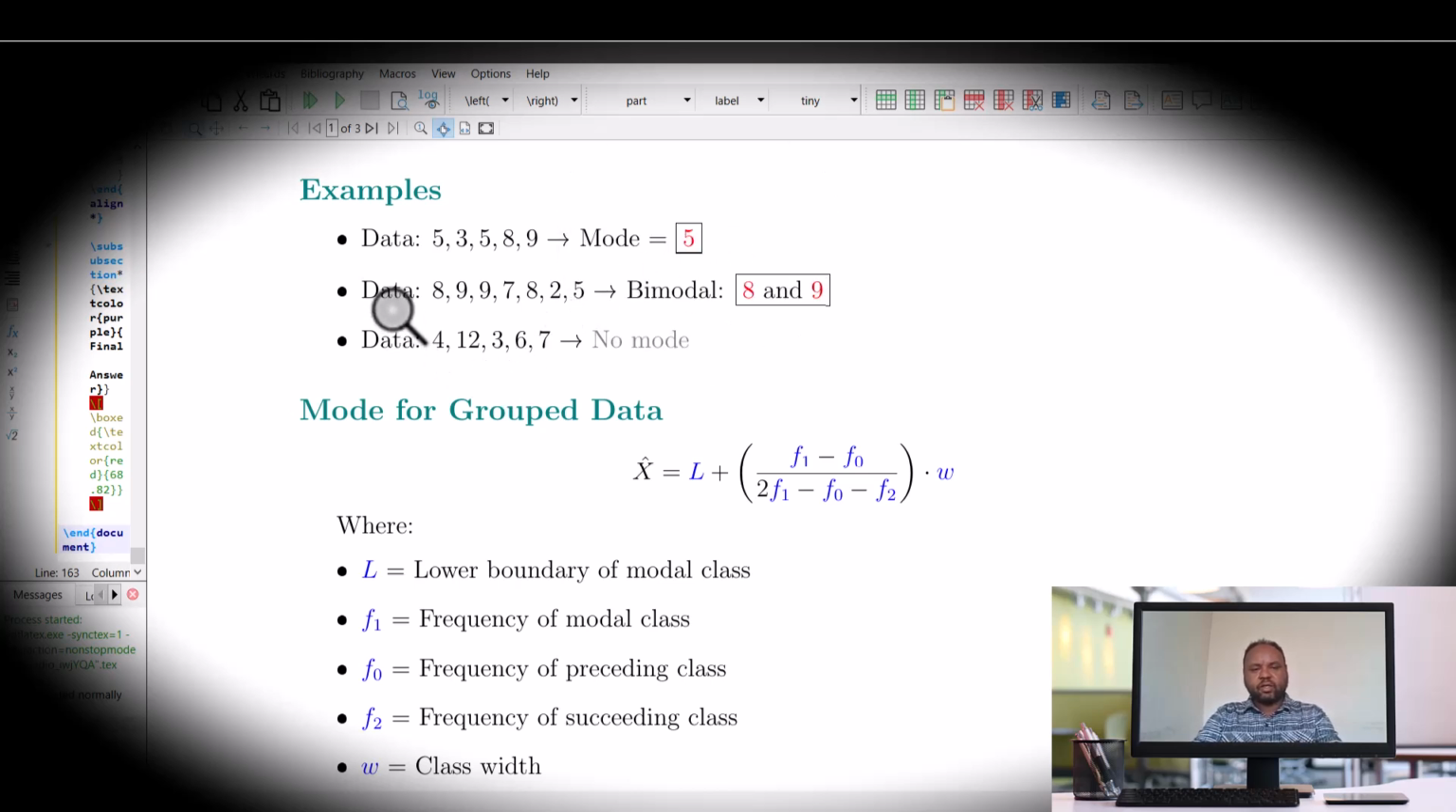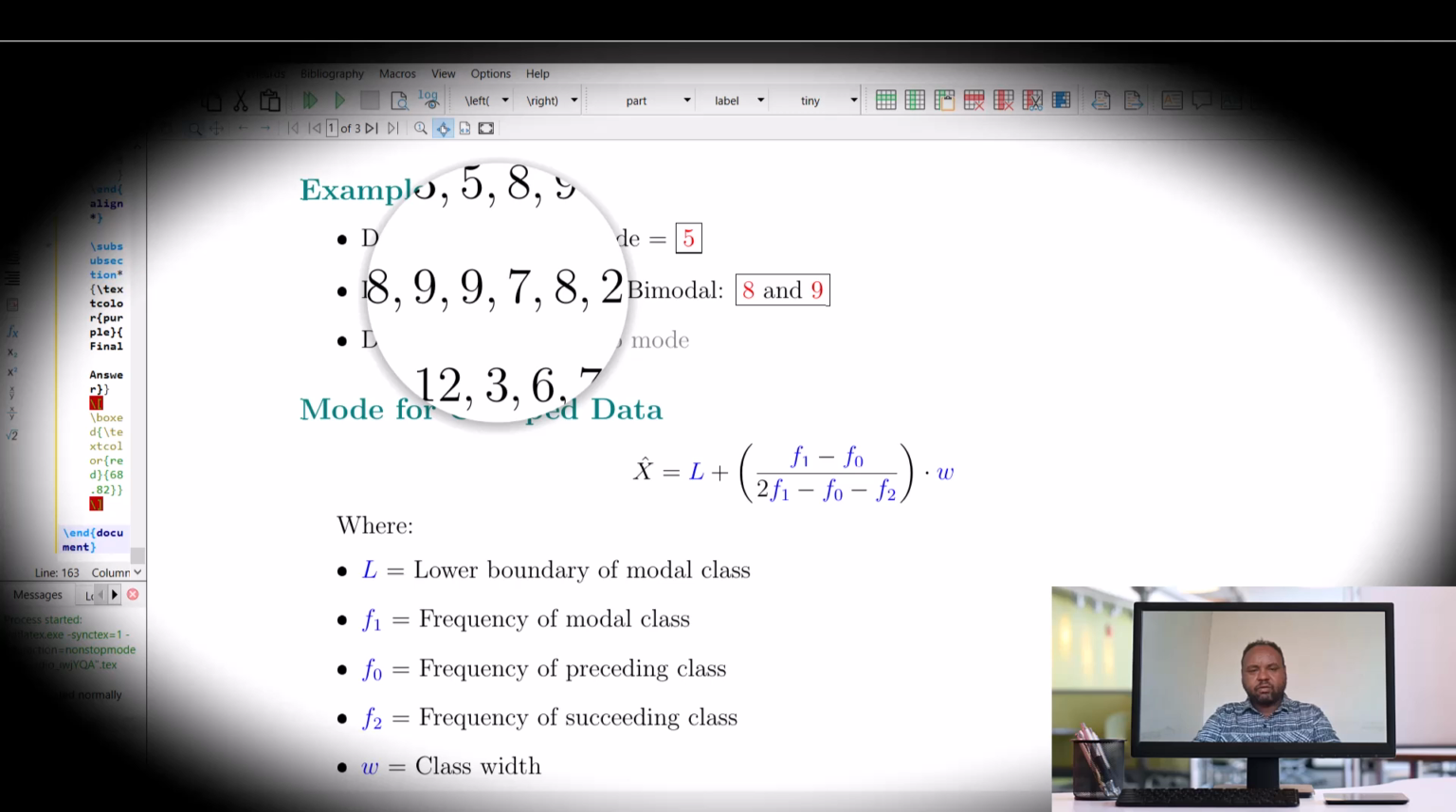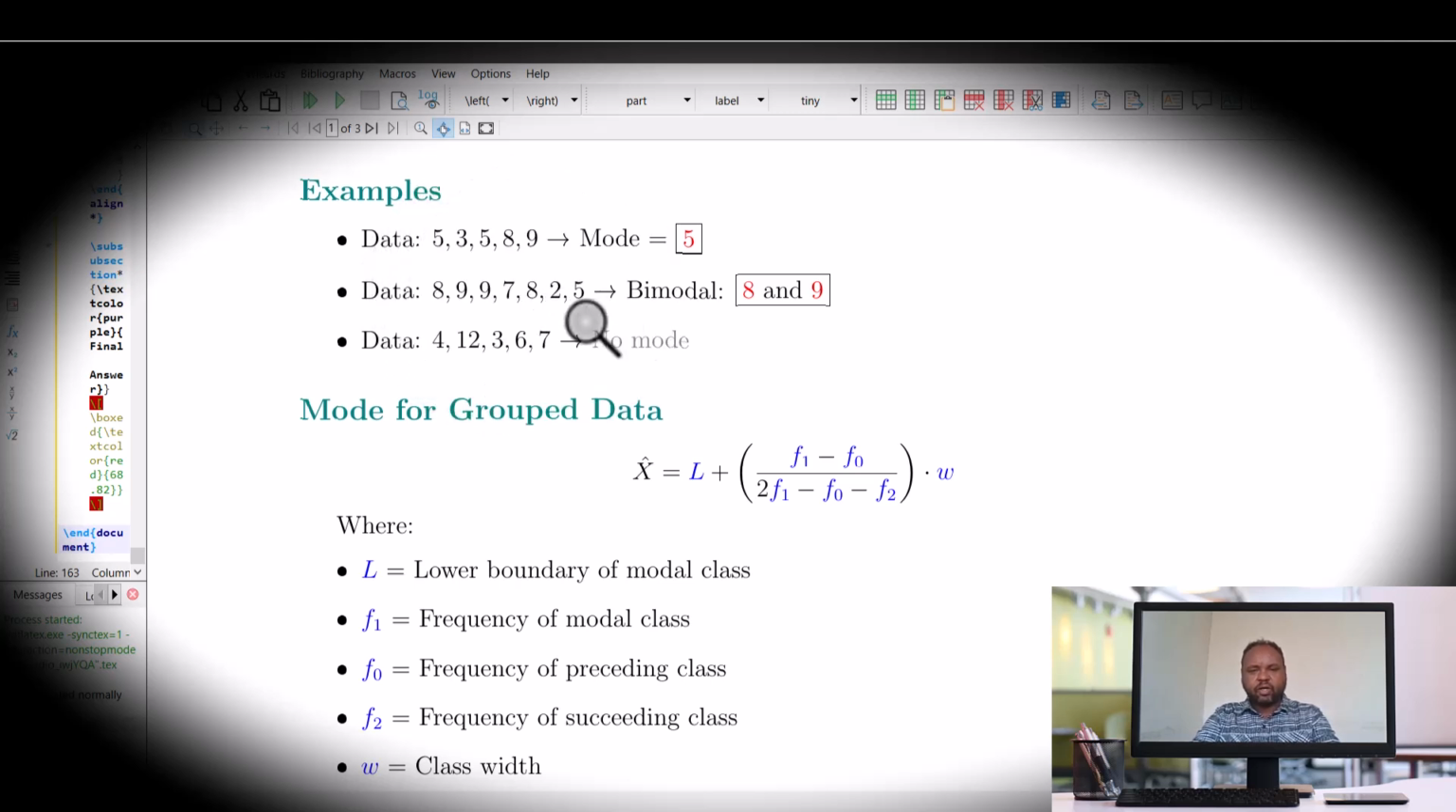The second data set consists of these observations, in which 8 and 9 occur 2 times each, while the rest occur once. So 8 and 9 are the modes. This data set is said to be bimodal because we have 2 modes here, 8 and 9. And we may have more than 2 modes. That data set is said to be multimodal, right?